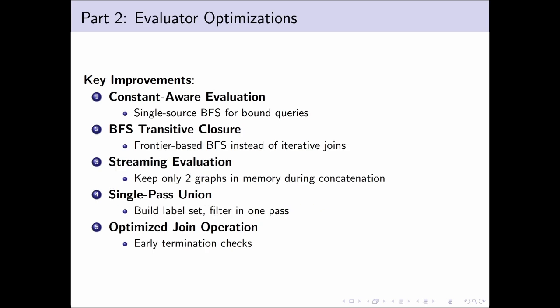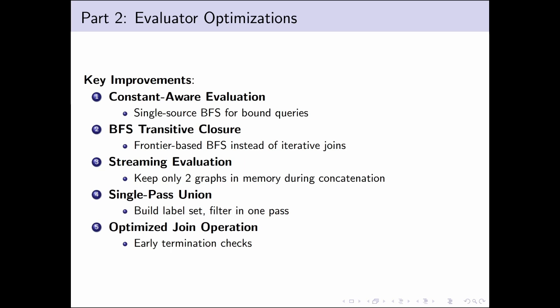To optimize the query evaluator, we focus on the following points. Constant aware evaluation. When a query has a bound source or target, meaning we know the starting or ending node, we don't need to evaluate the entire path for all nodes in the graph. Instead, we perform a single source breadth-first search, starting from the constant node, expanding through each segment of the path.